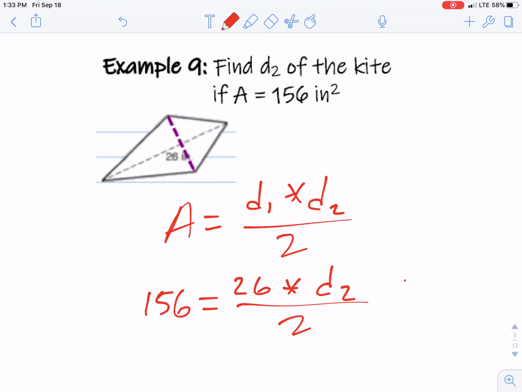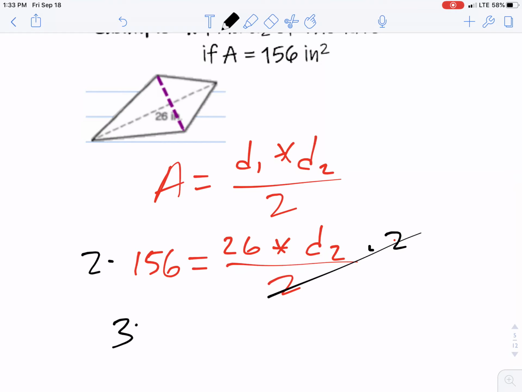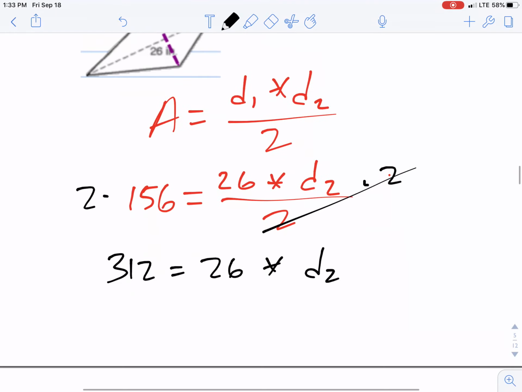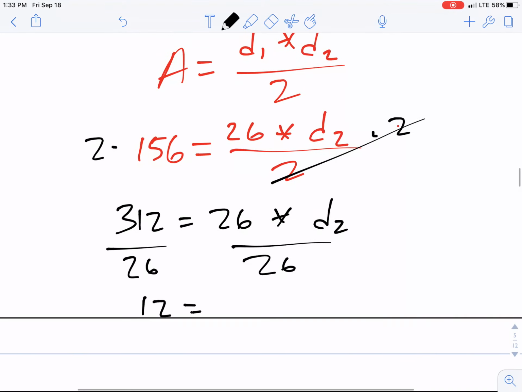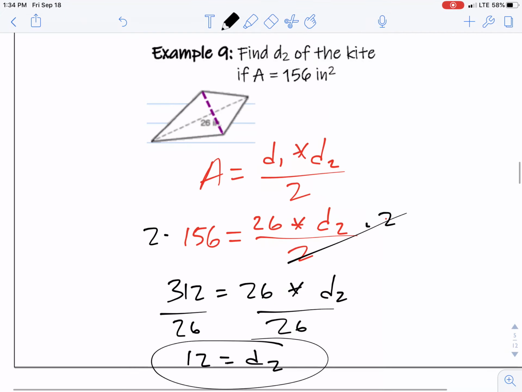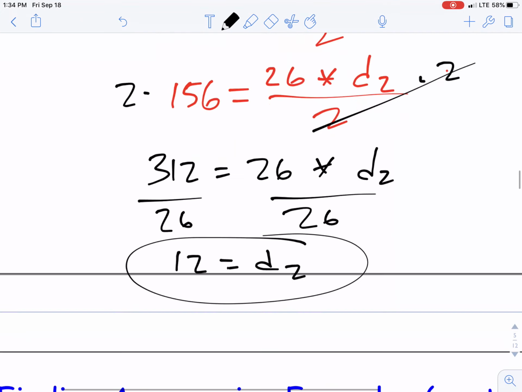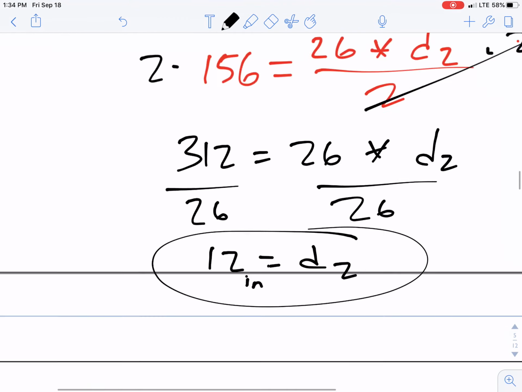I'll change color here for you. Okay, so we're going to multiply both sides by 2, so those can cancel out. So we'll do 156 times 2, 312 is equal to 26 times D2. Divide both sides by 26. 312 divided by 26 gives us a nice whole number of 12. Oh, shoot, what did I forget to do? It's 12 inches, not inches squared, not feet. It's 12 inches.